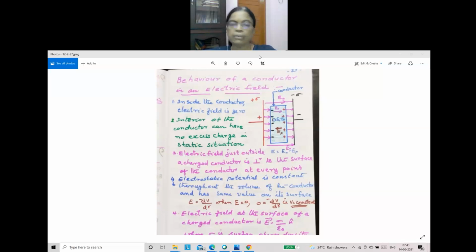Mitra, tell what is the electric field inside the conductor? Sigma by epsilon zero. Electric field inside the conductor, zero. Inside the conductor it becomes 0. So when a conductor is kept in an electric field, Pranav, what happened to these electrons? What happened to the electrons?